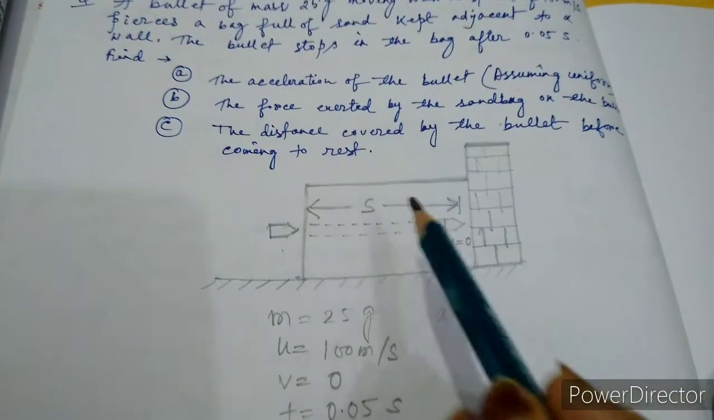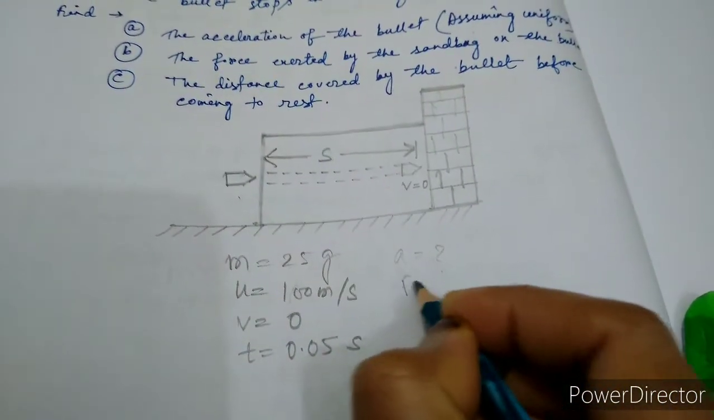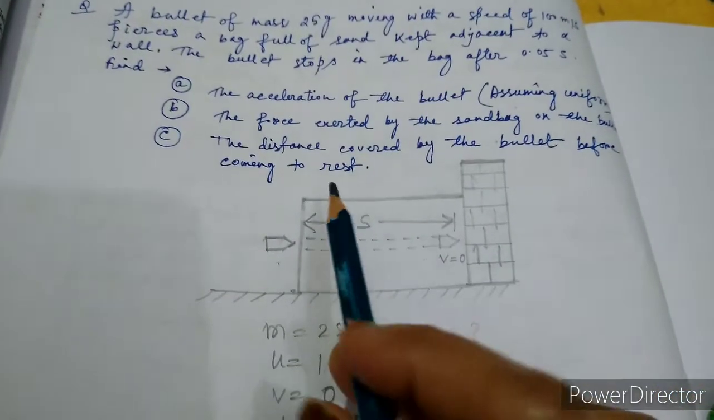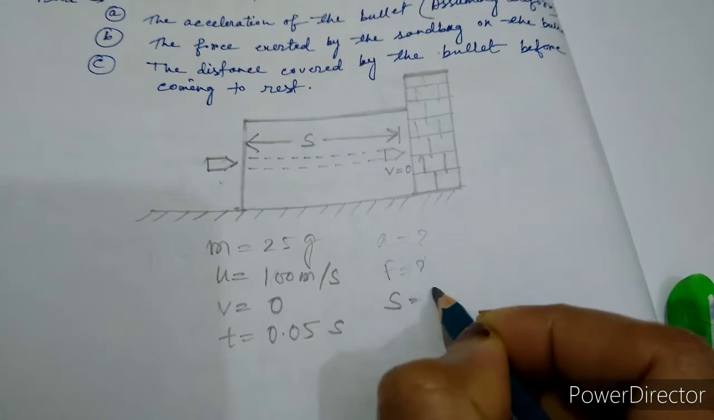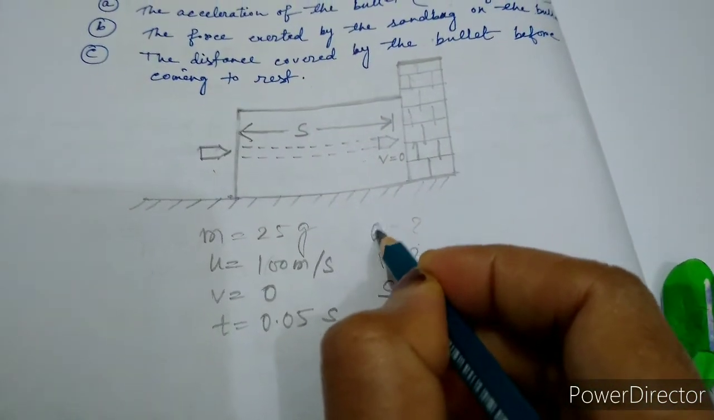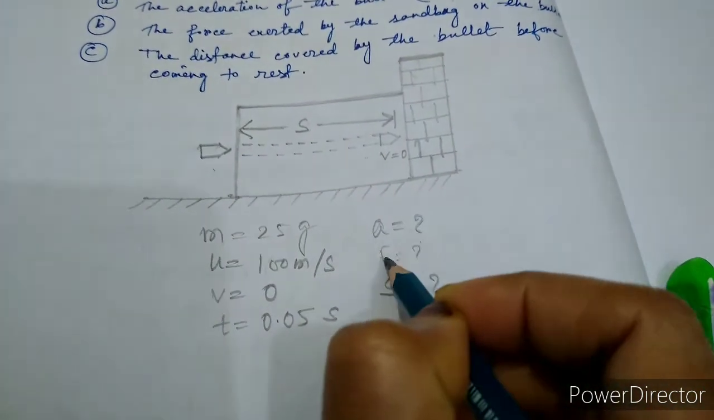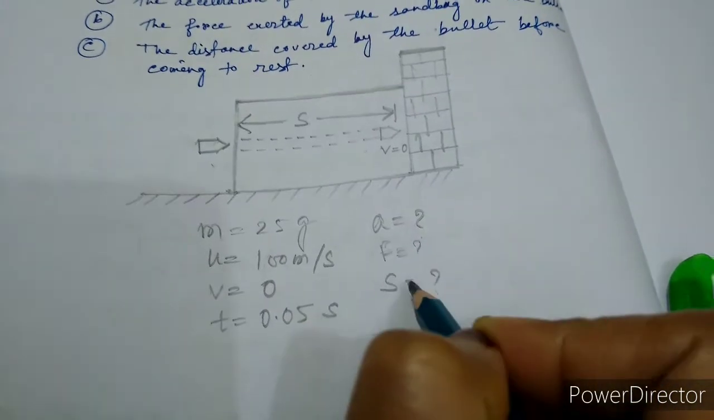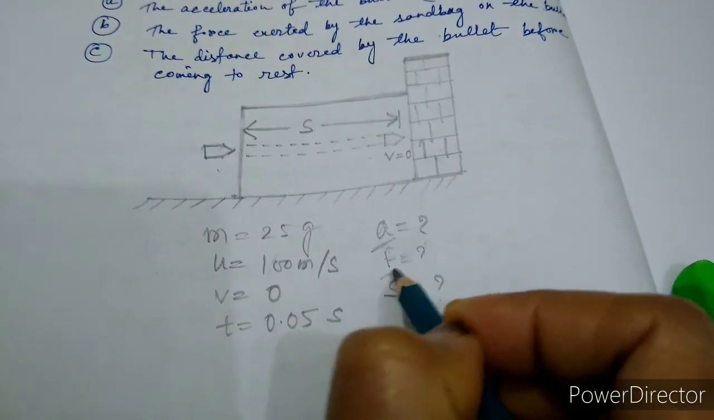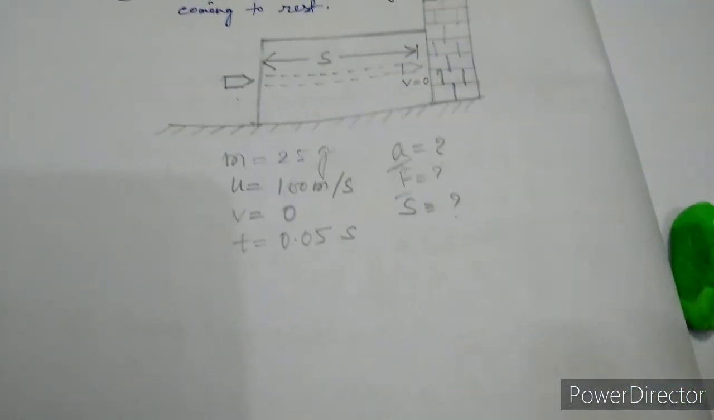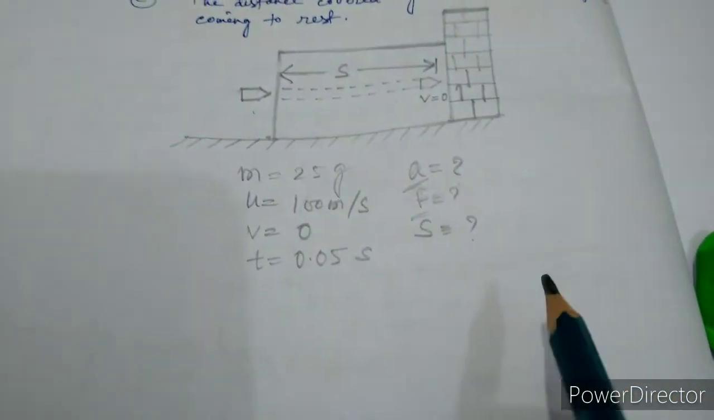Question number 2, the force exerted by the sand, means F, also you have to find, and the distance covered by the bullet before coming to rest, that means S, also you have to find. So you can see that a, F and S, that you have to find. If you can find a, then easily you can find F, because m you have.